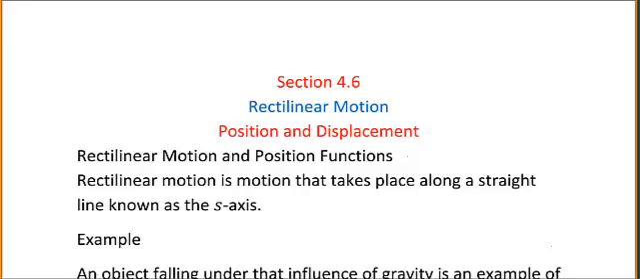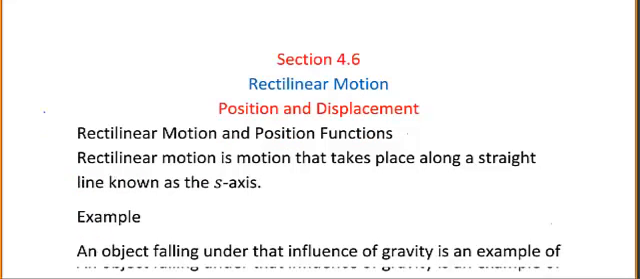In this video, we talk about two ideas, the idea of position and the idea of displacement, and we'll talk about those as we go through here. But we want to deal with what we call rectilinear motion. Rectilinear motion is just the motion that takes place along a straight line.